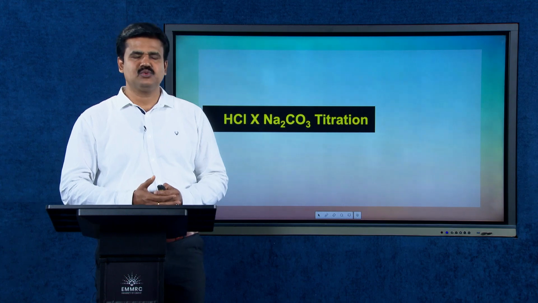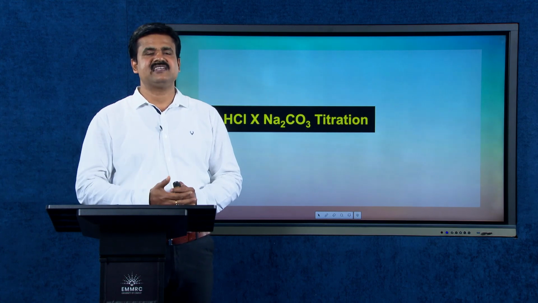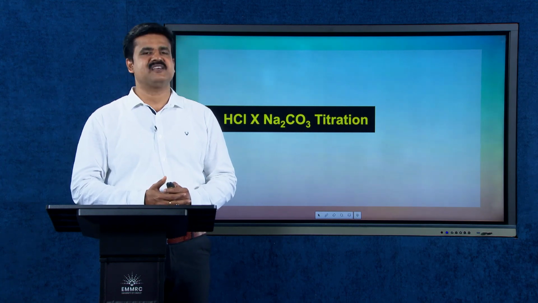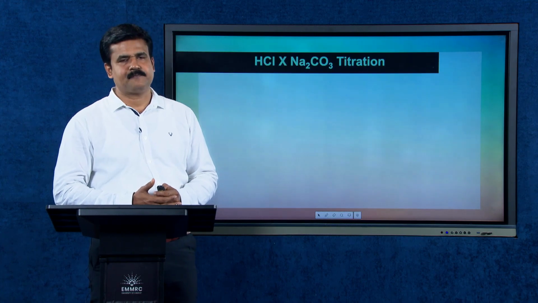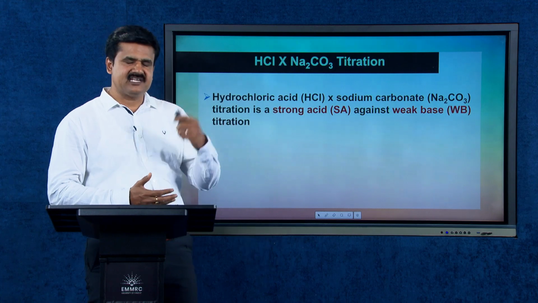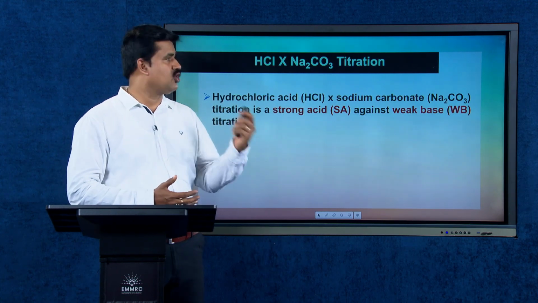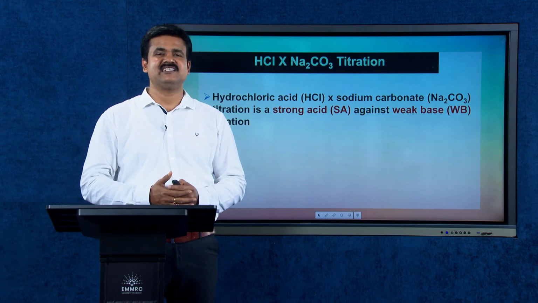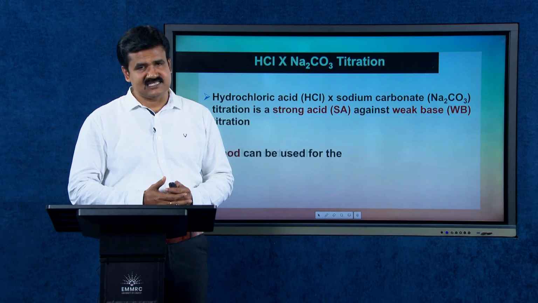Now we are coming to the present experiment, experiment number 2, that is the titration between hydrochloric acid and sodium carbonate. That is, we are discussing HCl against sodium carbonate titration. Hydrochloric acid, abbreviated as HCl, and sodium carbonate, abbreviated as Na2CO3, titration is a strong acid against weak base titration. It is clear that sodium carbonate is a weak base. At the same time, hydrochloric acid is a strong acid.